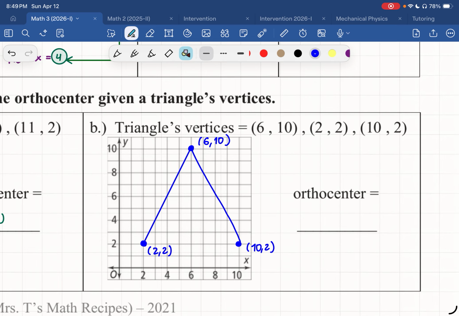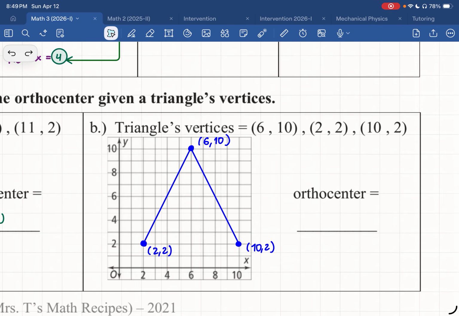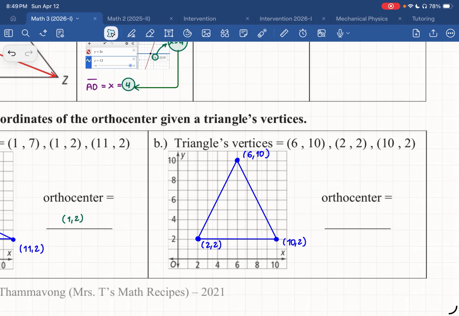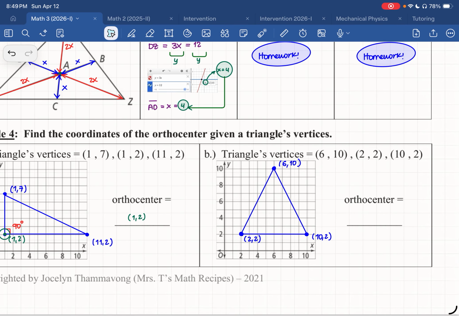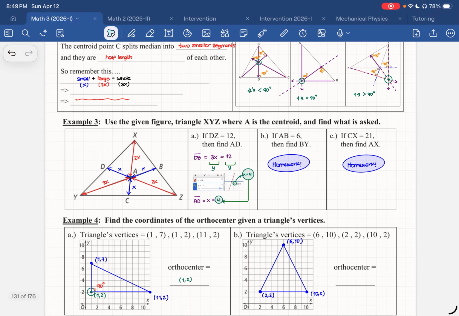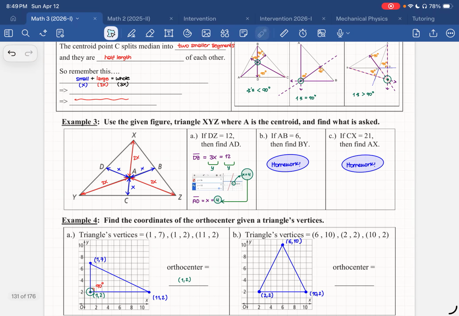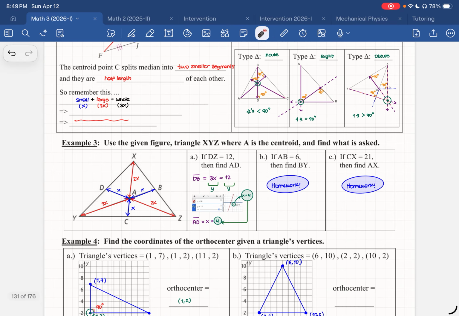We have this one, and this one, right? Let me fix this a little. Okay. So we need to find the orthocenter of this thing. What kind of triangle is this one? What kind of triangle do you think this is? Is it an acute triangle, an obtuse triangle, or a right triangle?